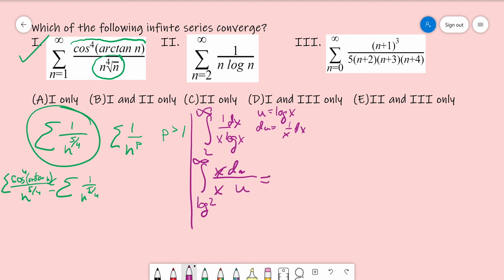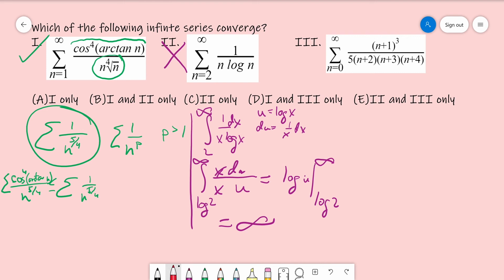So the integral of du over u is going to be natural log of u, and we're integrating from log 2 to infinity. Well, we can see that this is going to diverge because the log of infinity is infinity. So this does not converge.